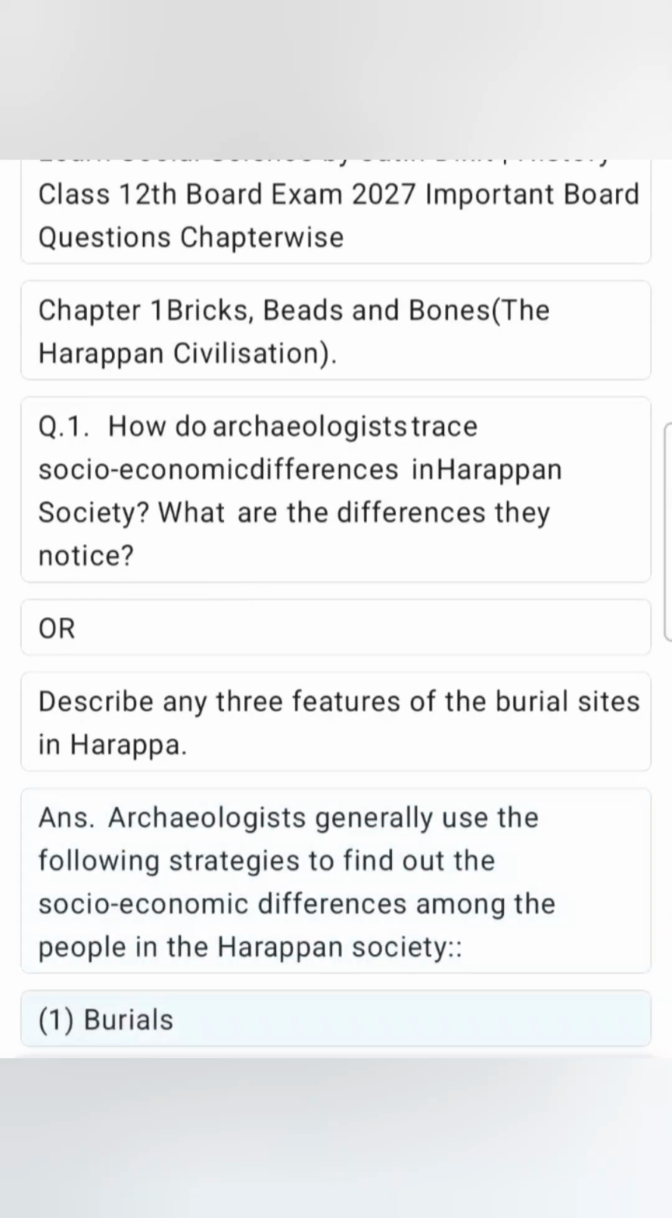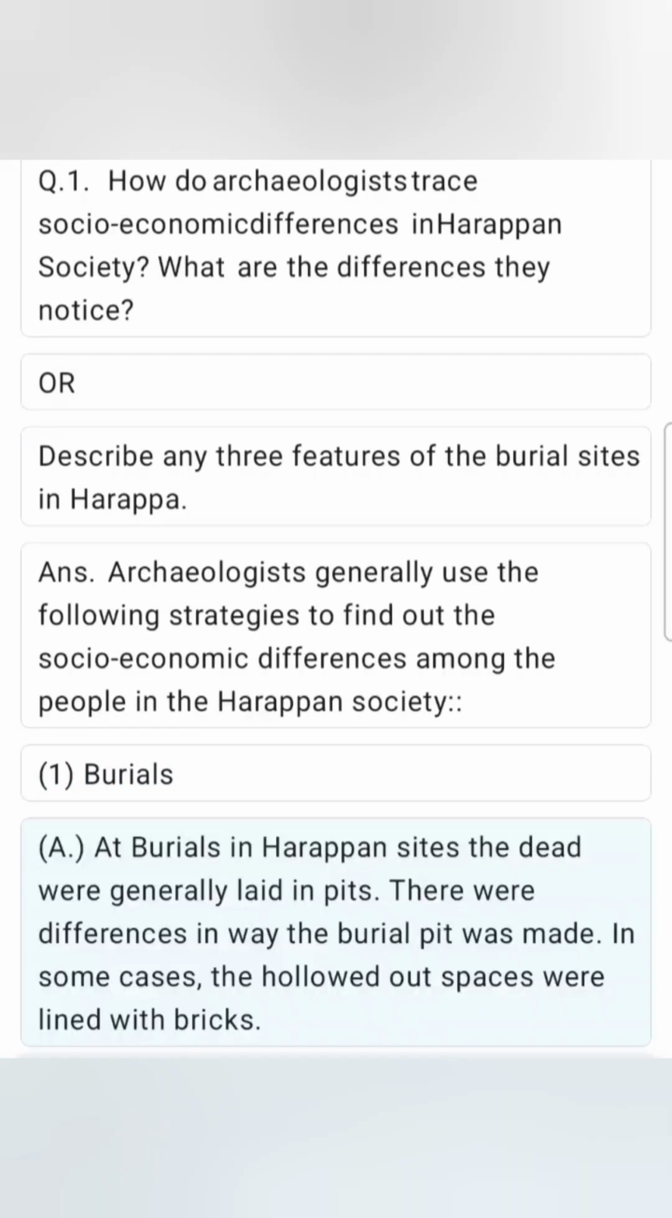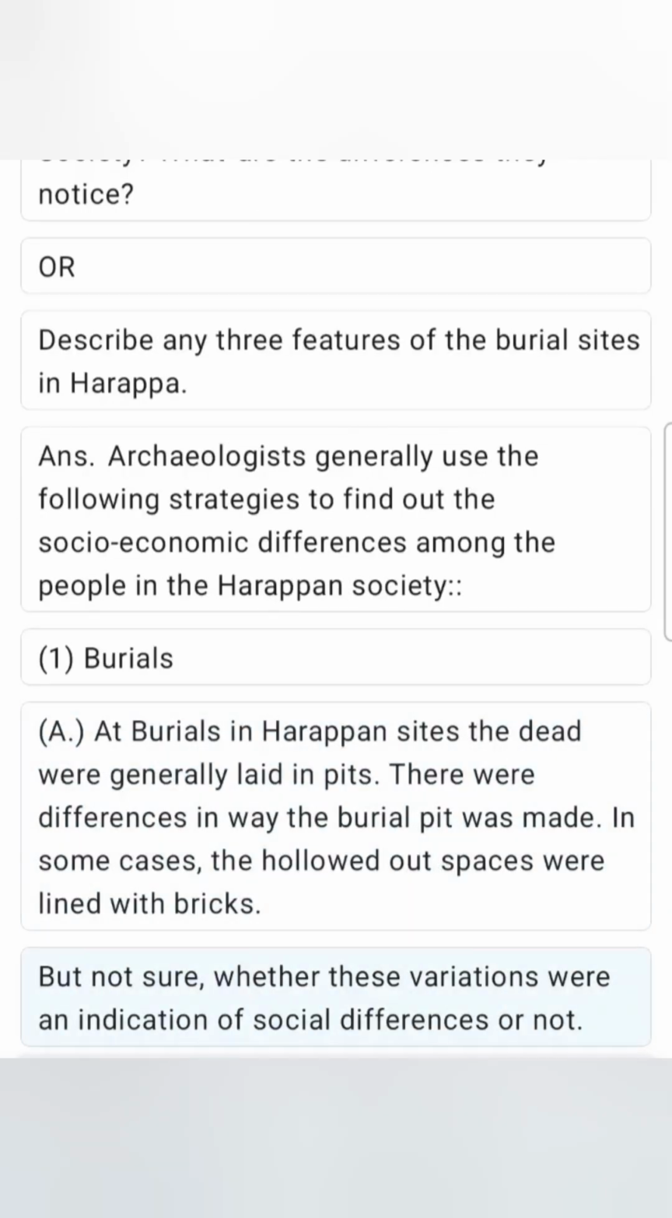1. Burials. A. At burials in Harappan sites, the dead were generally laid in pits. There were differences in the way the burial pit was made. In some cases, the hollowed out spaces were lined with bricks. But it is not sure whether these variations were an indication of social differences or not.